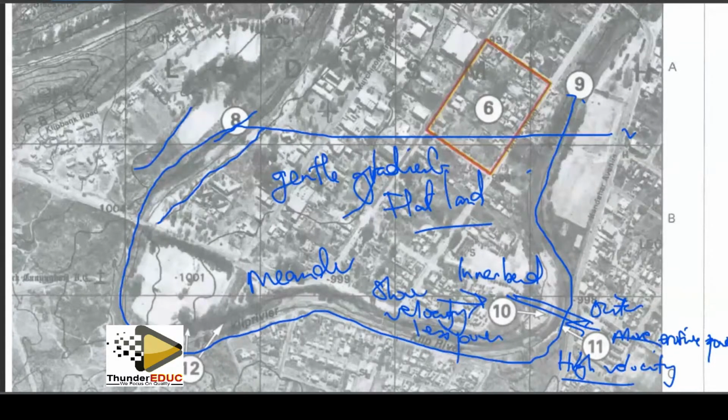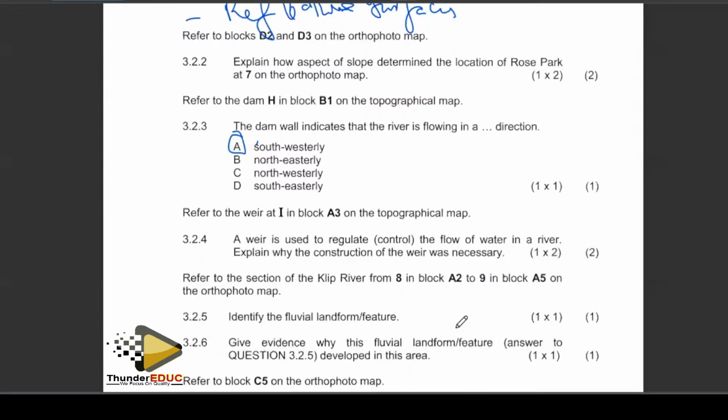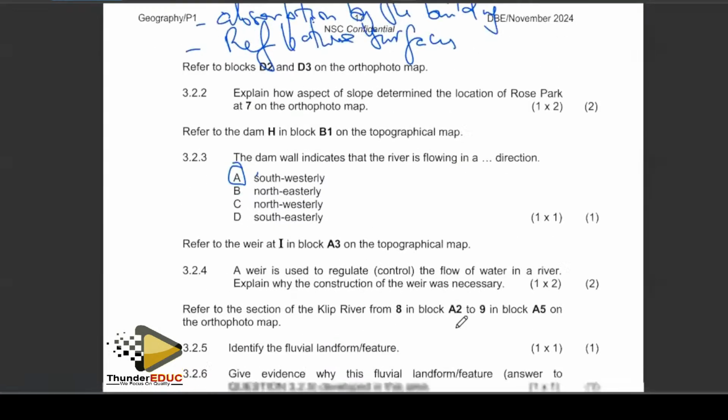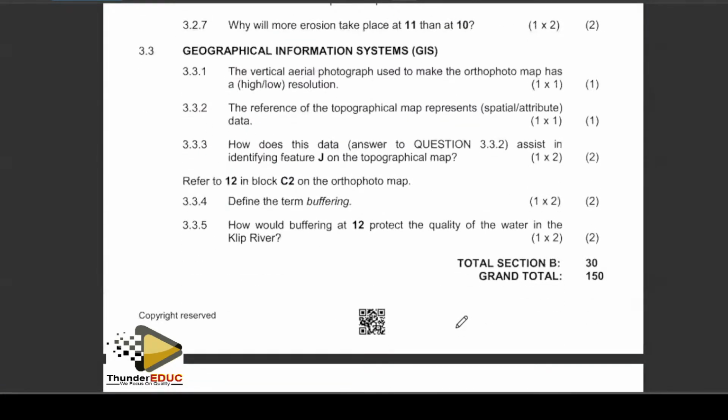Then we go to GIS, which is our last part. The vertical aerial photograph. Let's go to the question. The question is asking about the vertical aerial photograph used to make the orthophoto map. Is it a high or low resolution? That is a high resolution.